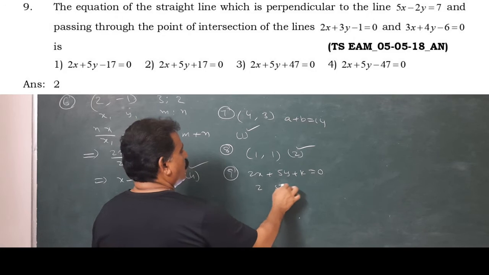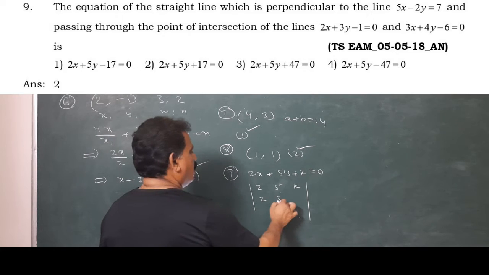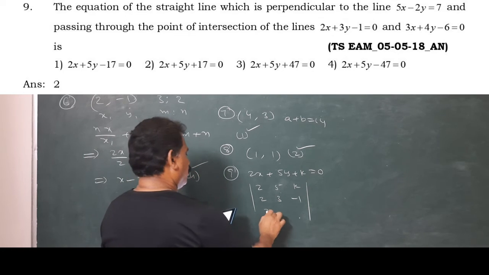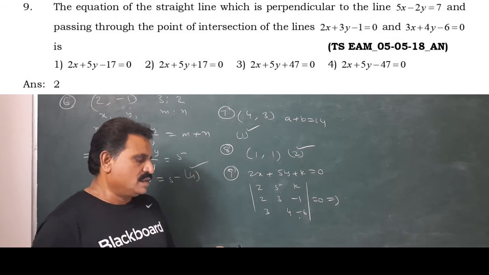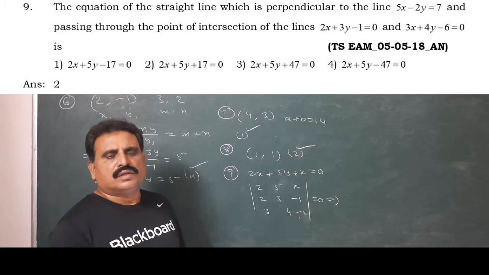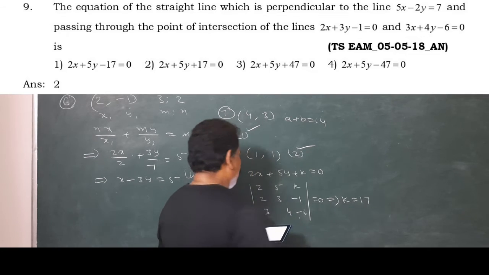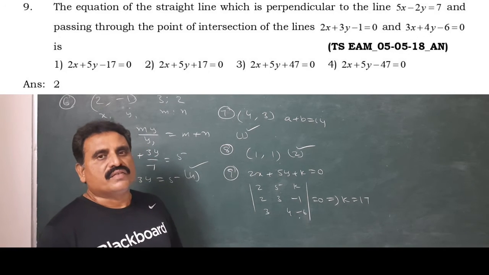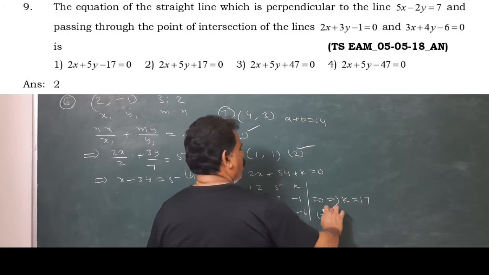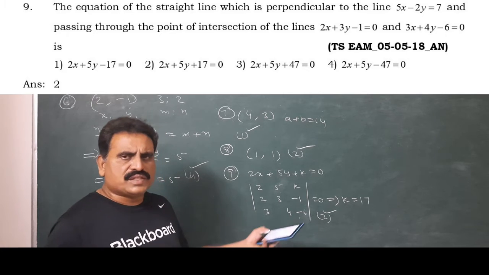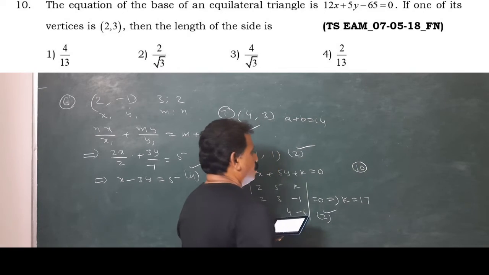So that is 2, 5, k and the last two lines 2, 3, minus 1 and 3, 4, minus 6 equal to 0. Expanding and simplifying, we get the constant k equal to 17. So the line equation is 2x plus 5y plus 17 equal to 0. So the option is the second option. After simplification we get that. Next, question number 10.